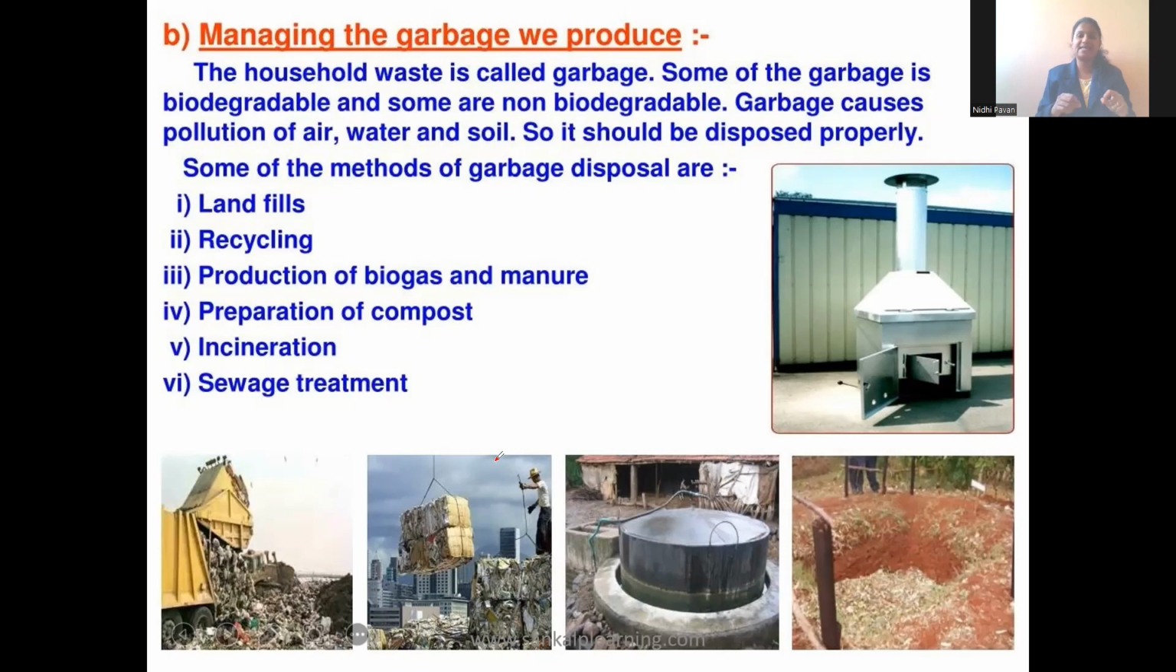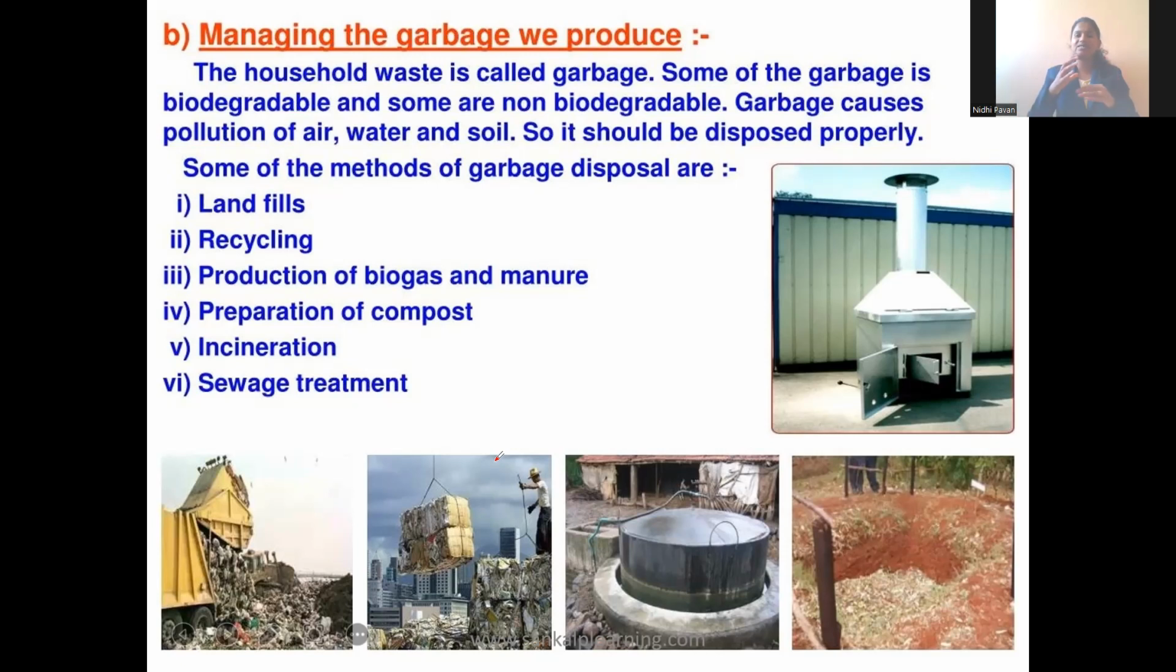The next one is recycling. Whatever materials can be recycled will be recycled back. The next one is production of biogas and manure. Out of the waste, biogas, that is methane, will be produced using anaerobic respiration. Anaerobic decomposition causes the production of biogas, and the waste we get from the biogas can be used as manure. Next one is preparation of compost for our garden plants.